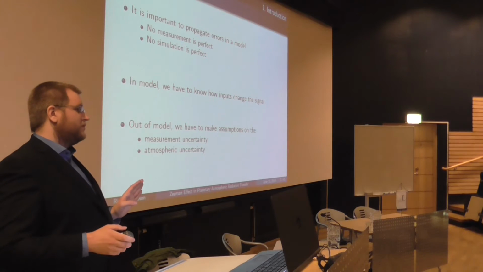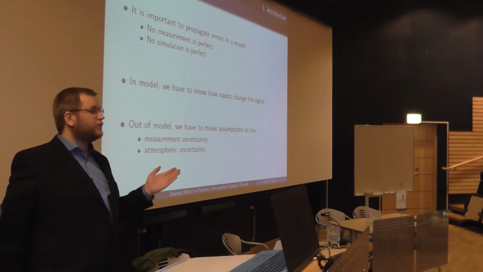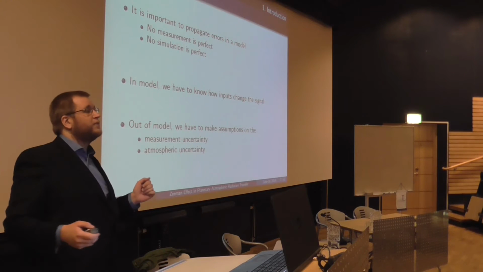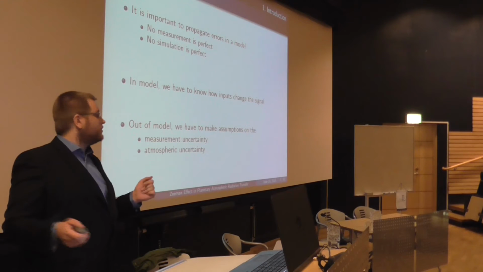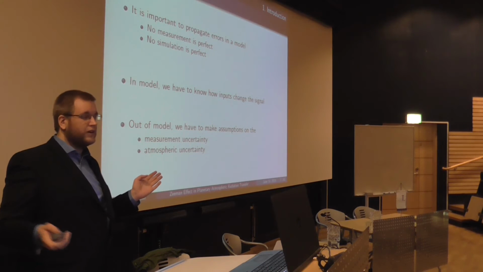In the model, to see this, we always have to understand how any physical property changes the radiation. And after the model, we also have to make assumptions on how wrong the measurement is and how much we can trust our knowledge about the atmosphere.